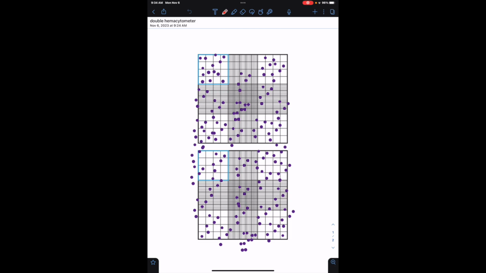Hi guys, I'm back. We're going to do another example here of counting on a hemacytometer and then following up with the calculations. Most of my other videos either had just one side on there, where we talked about counting, or we just talked about the calculations. So now we're going to put both sides of the hemacytometer together and do the calculation. So we're going to follow through.